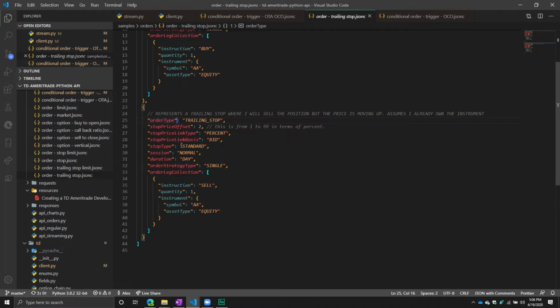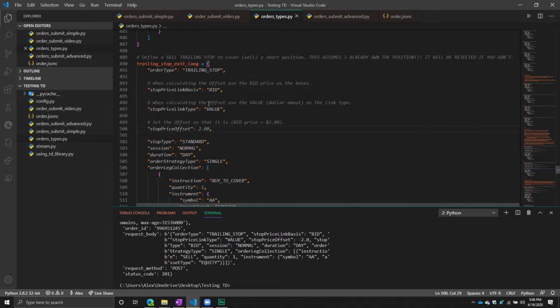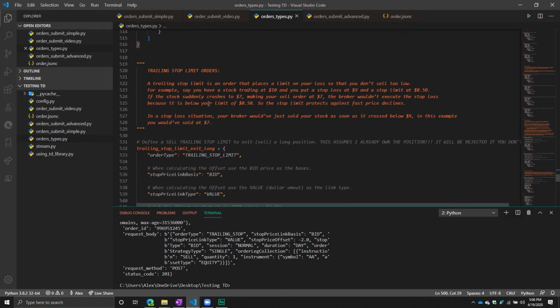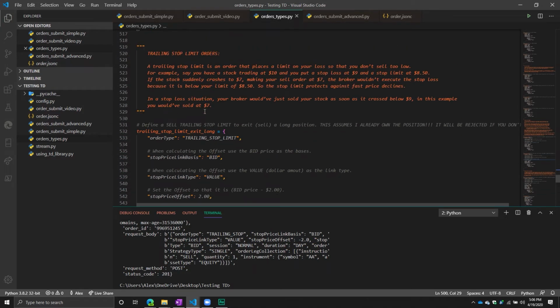Keep in mind, though, that those are whole numbers. If you're doing an absolute value, it needs to be a float value. And with that, that's basically trailing stops. I will talk about the infamous trailing stop limit orders. Never got it to work. But the idea here is it's a stop limit.